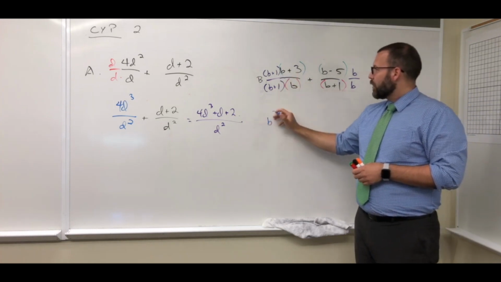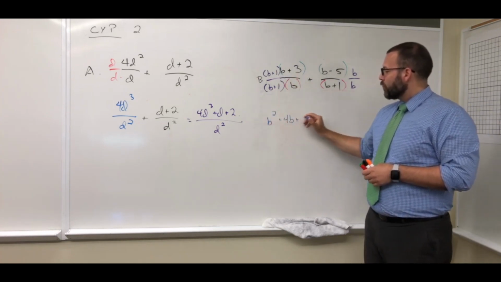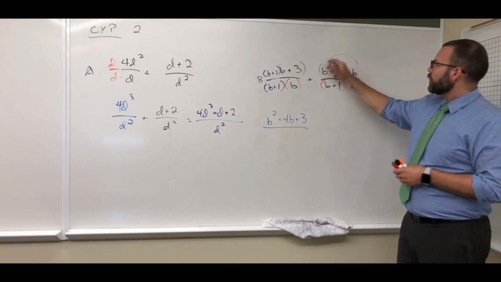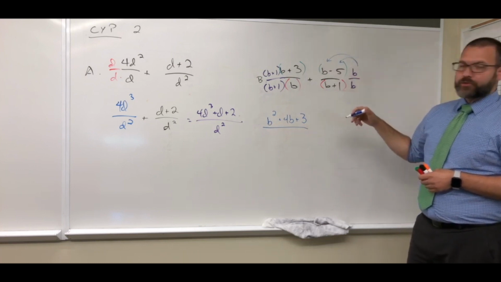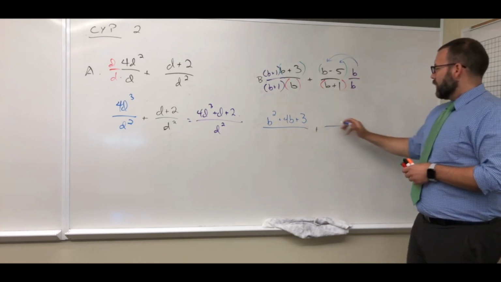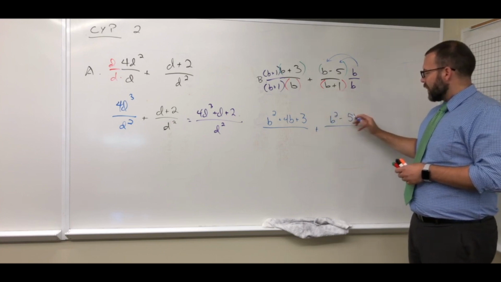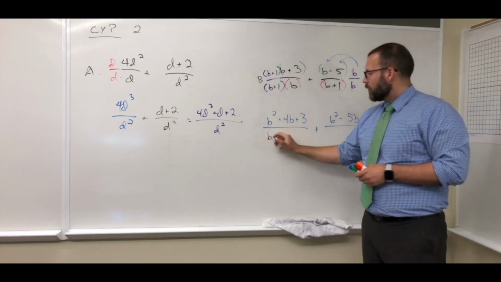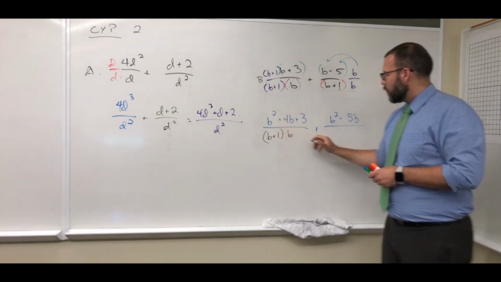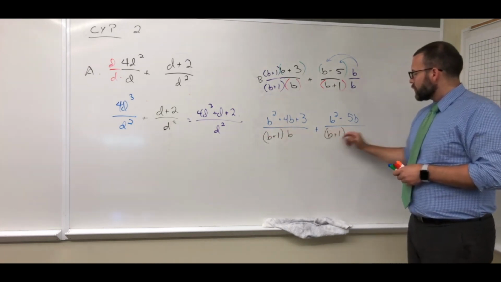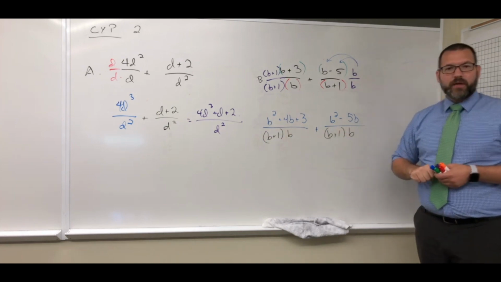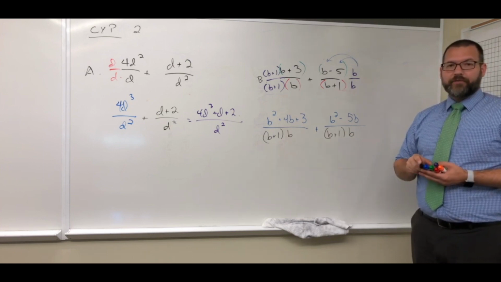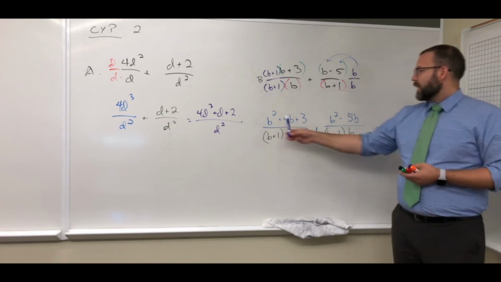You're going to end up with b squared plus 4b plus 3 for that first fraction. Over here, we don't have to use box method. We can just do our distribution. And so we're going to end up with b squared minus 5b. And the whole thing, of course, is over our common denominator, which we could expand out if we want, but we don't have to. We can just rewrite it as b plus 1 over b. And again, if we can cancel it all at the end, it's useful to have kept our denominator in factored form. Let's add together what we can.